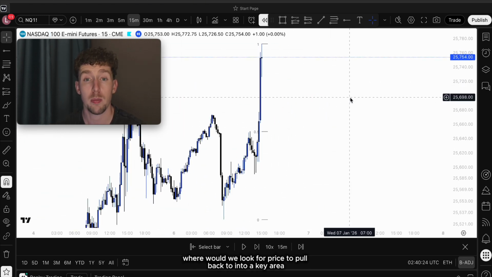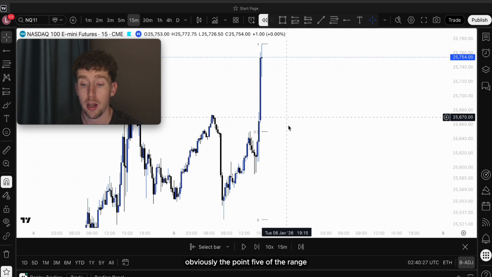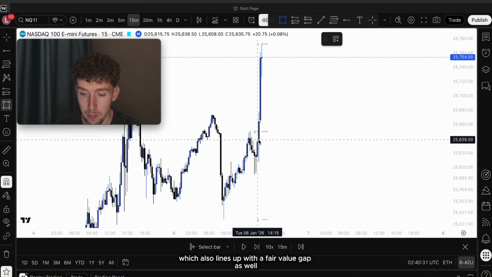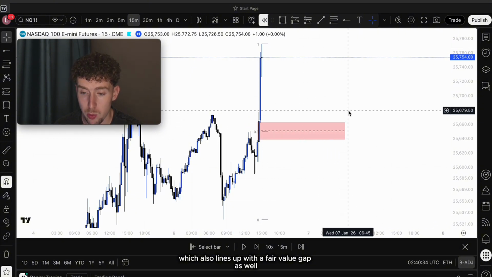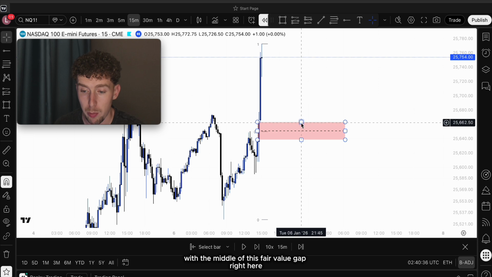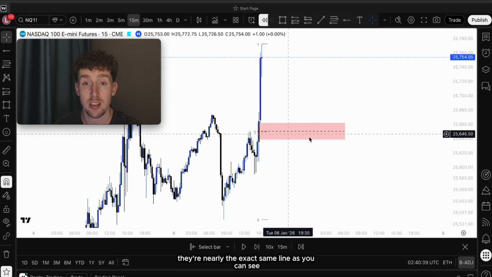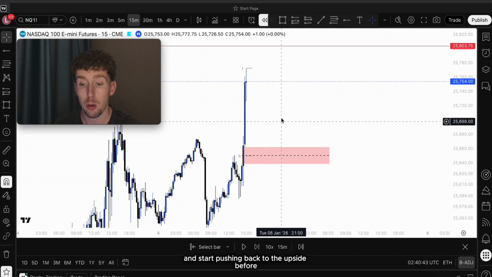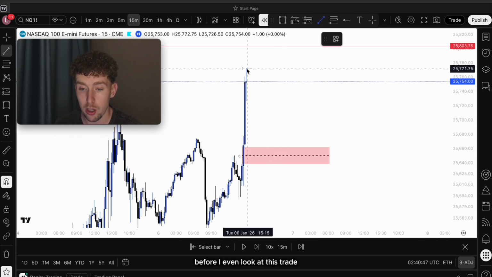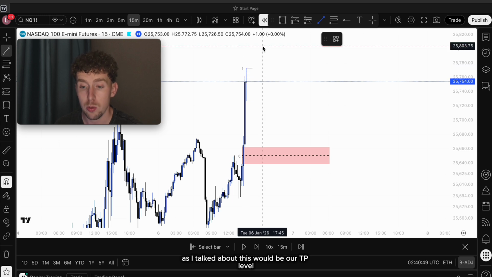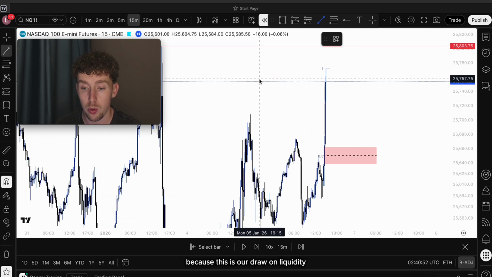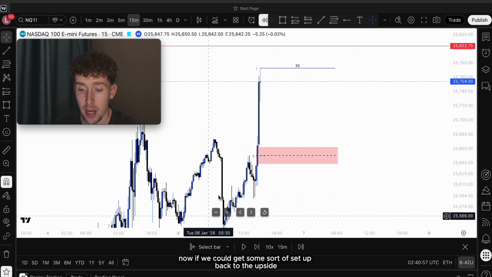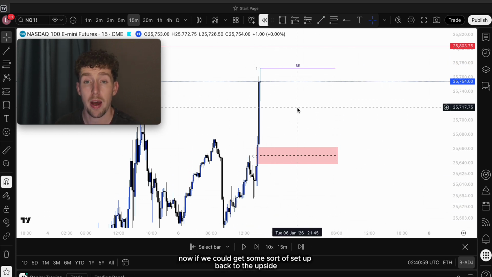Where would we look for price to pull back into a key area? Obviously the 0.5 of the range, as you can see right here, which also lines up with a fair value gap as well. With the middle of this fair value gap right here, they're nearly the exact same line, as you can see. So this is a key area we can look for price to bounce off and start pushing back to the upside. Before I even look at this trade, as I talked about, this would be our TP level because this is our draw on liquidity. This would be the high that we'd be looking to go break even at if we could get some sort of setup back to the upside.